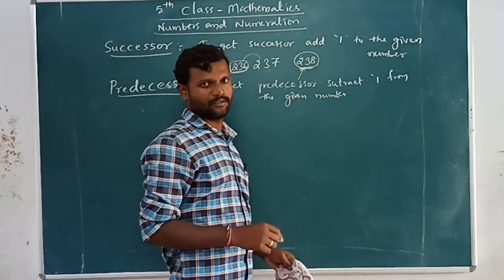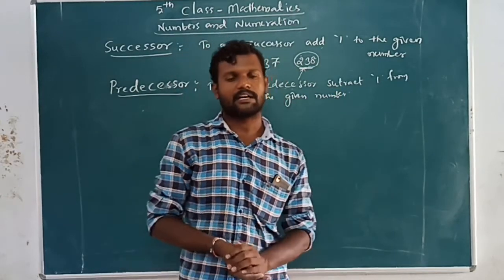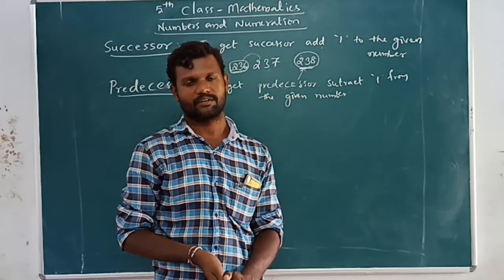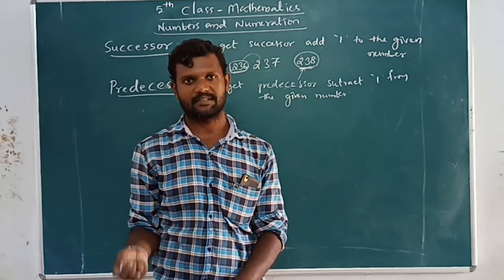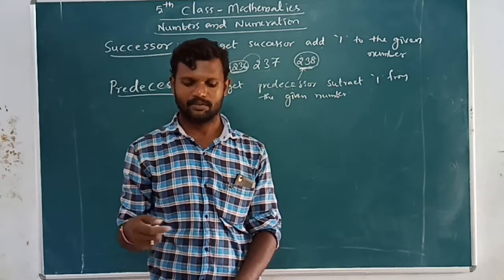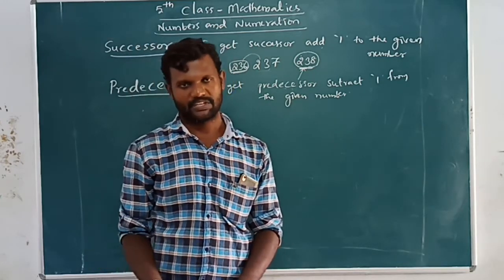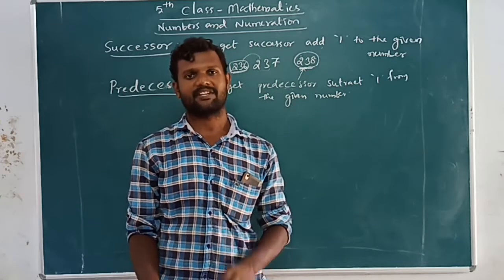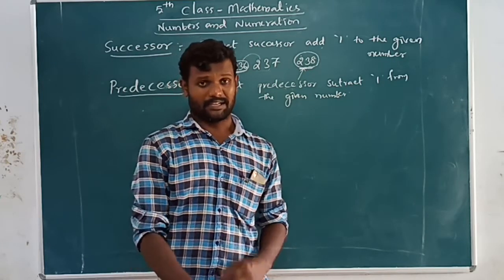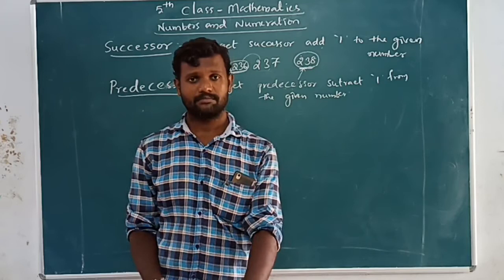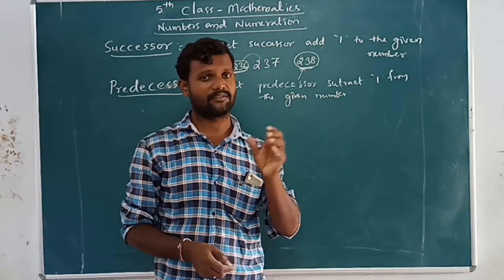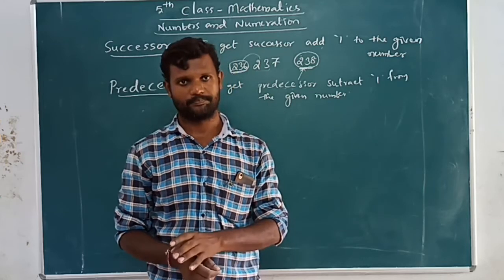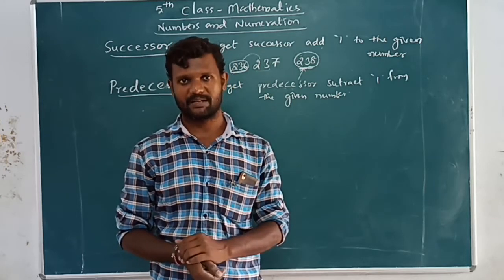Okay, children, I think you learned how to write successor and predecessor. If you add 1 to the given number, you will get the successor. If you subtract 1 from the given number, you will get the predecessor. Next, comparing of numbers. Comparing of numbers means we have to compare which number is big and which number is small. Bigger numbers, smaller numbers, you have to compare.